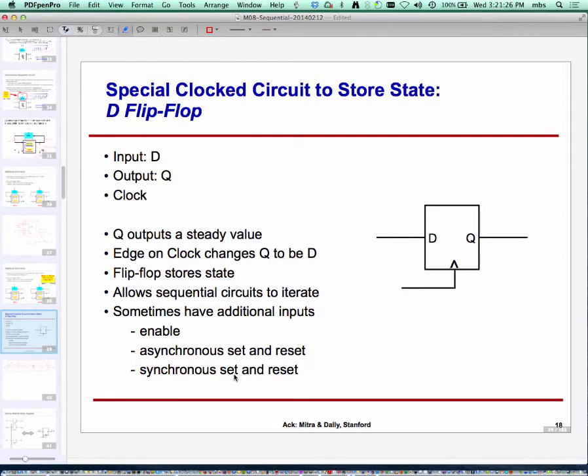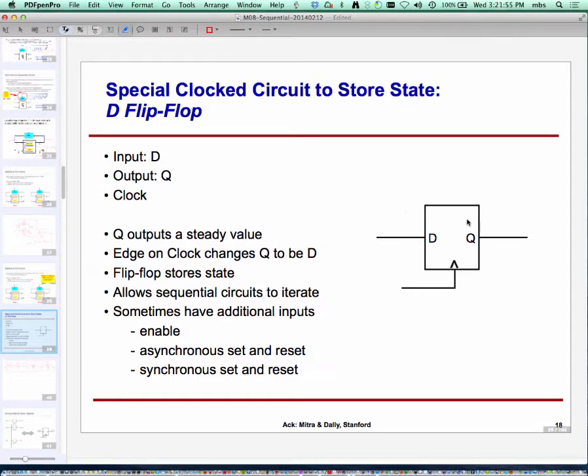Likewise, sometimes they have synchronous set and reset, which basically do the same thing. A synchronous set is an input which, if it is high, will set Q at the next clock tick. And likewise for reset, which is a special signal that, if made high, makes Q become 0 at the next clock tick, independent of what D has. But the most simple D flip-flop basically just looks like this. Everything else is sugar coating around it.